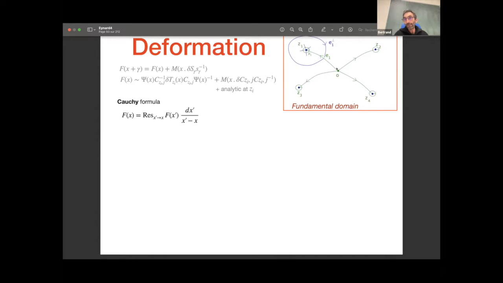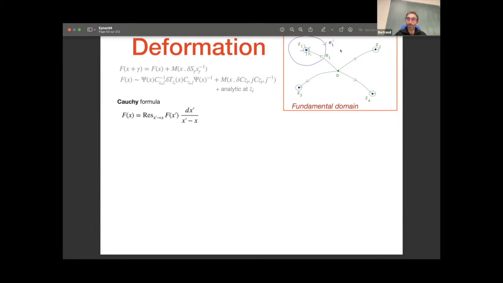For that, let us choose a point here, anywhere, a generic point in the plane, and let's draw some lines from this point O to the various singularities. And let's cut this. And let's also cut small circles around the singularities. And what remains will be a simply connected domain. Let us call it the fundamental domain.